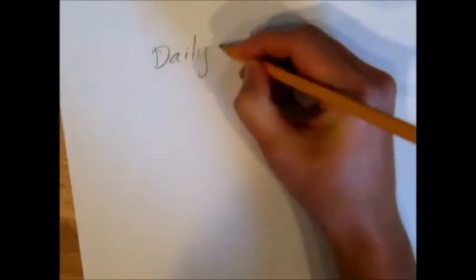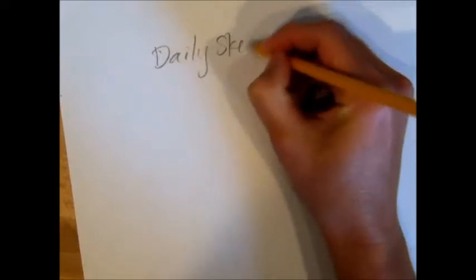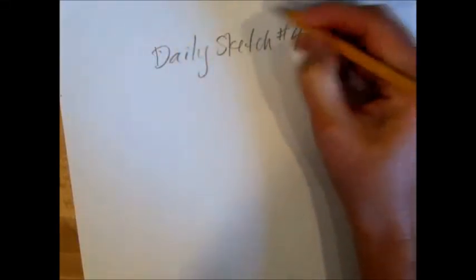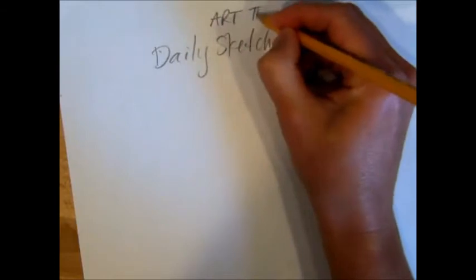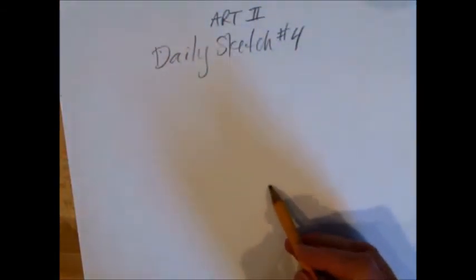We are going to start with daily sketch number 4. Make sure you label this. This is for art 2. We have a photograph of a lily. And I'm going to try and stay on the screen.